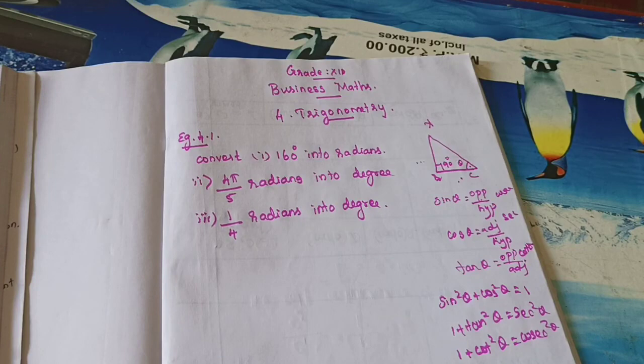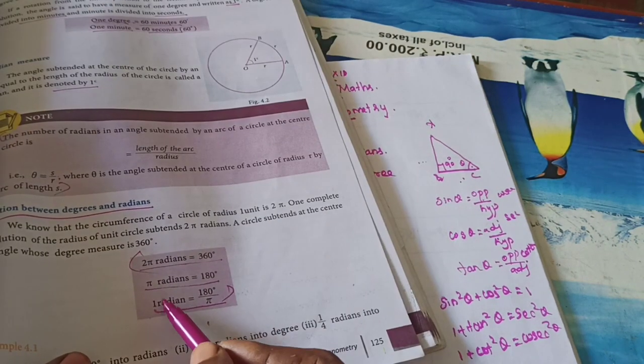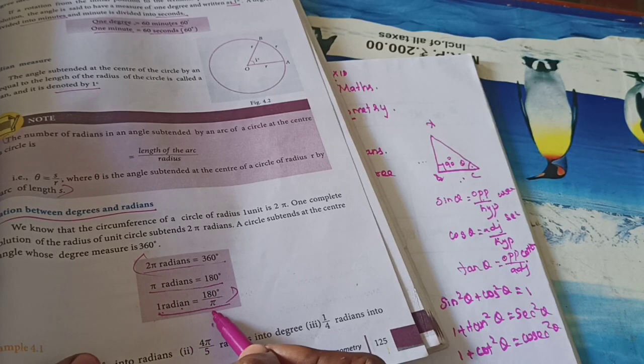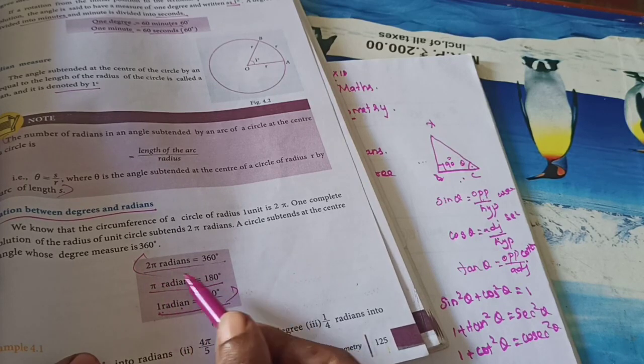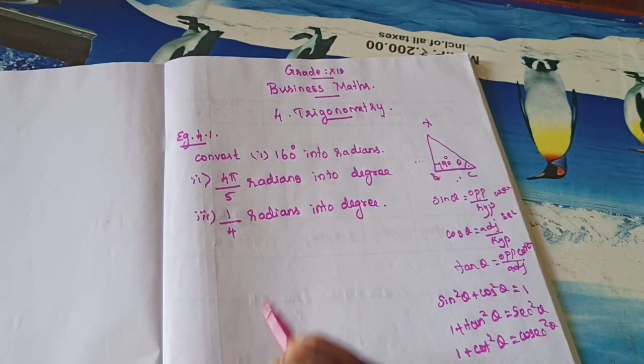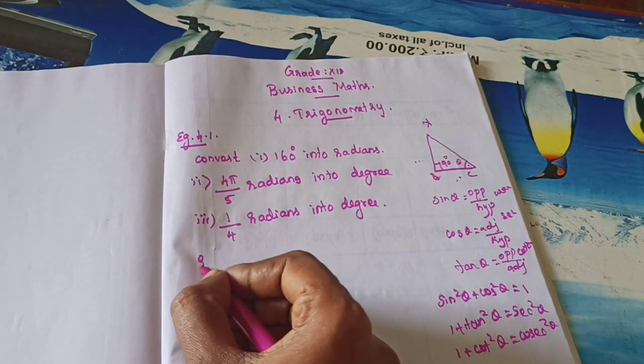So how will you convert to radians? These three are very, very important. You need to learn this. If you need to convert, 1 radian means 180 degrees divided by pi. Pi radians, 2 pi radians, that is very important. You need to learn that. Using that only we'll do this problem.